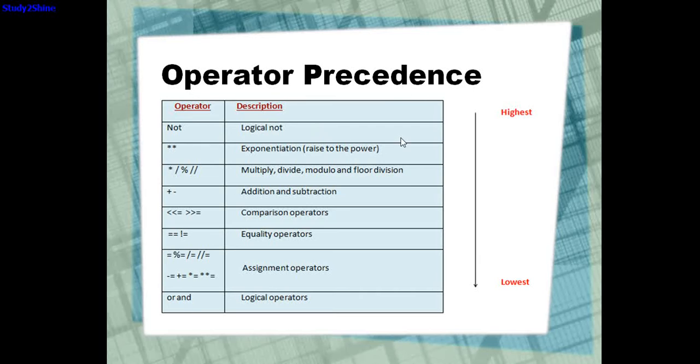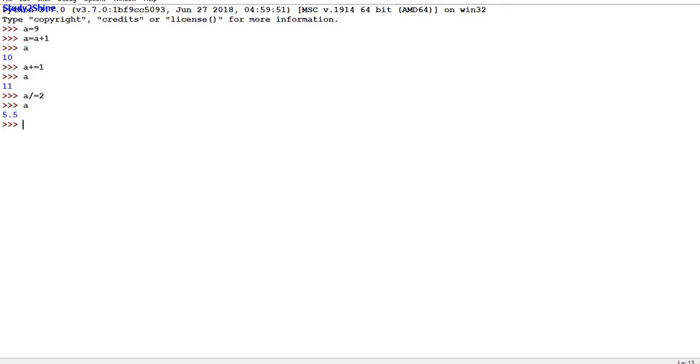As you can see, not has the highest precedence, followed by exponentiation. Multiply, divide, modulo and floor division are at the same level. Addition and subtraction are at the same level again, but they come after multiply, divide, modulo and floor division. Then comparison operators, followed by equality operators, then assignment operators, and last would be logical operators. Let's understand it through an example, right?